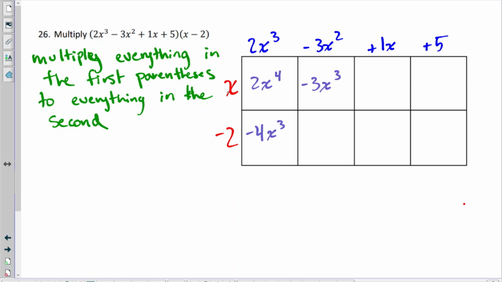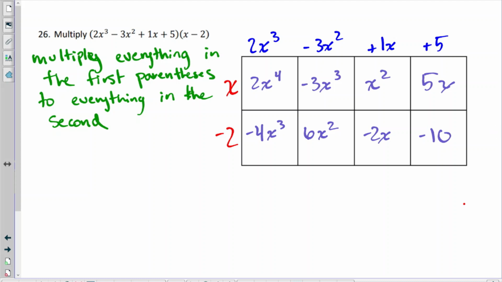This one's nice because it's just going to add an extra x up into the exponent. This one, though, is going to just double it and make it negative. So this one's going to be positive 6x squared. This one's just going to be x squared or 1x squared. And this one's going to be negative 2x. x times 5 is 5x. And 5 times negative 2 is negative 10.